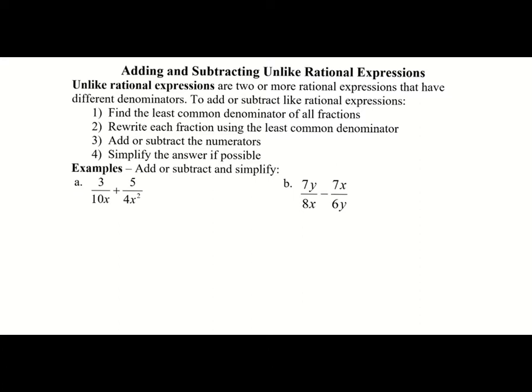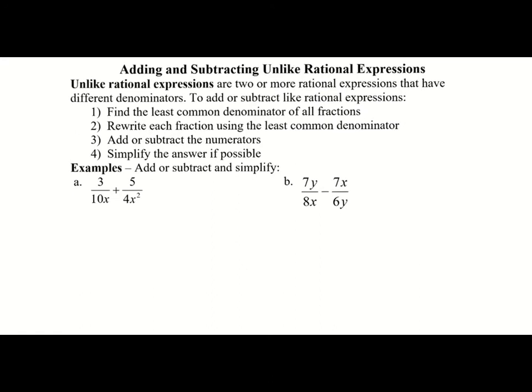So now we're going to take all that we've done practicing finding a common denominator and creating equivalent rational expressions to now add or subtract unlike rational expressions. So again, in order to do this, we have to find a common denominator. And then we have to rewrite that fraction using the common denominator, add or subtract our numerators, and then simplify if needed.